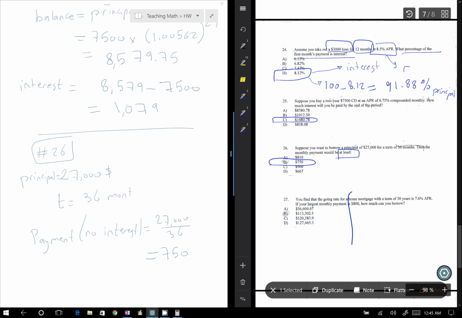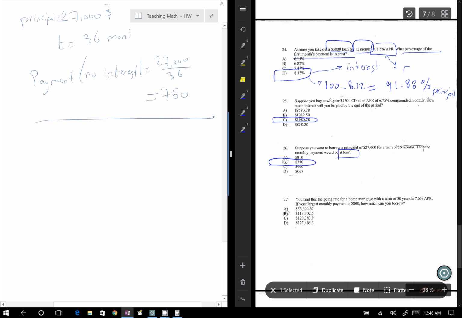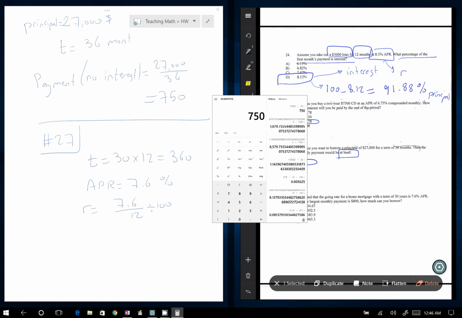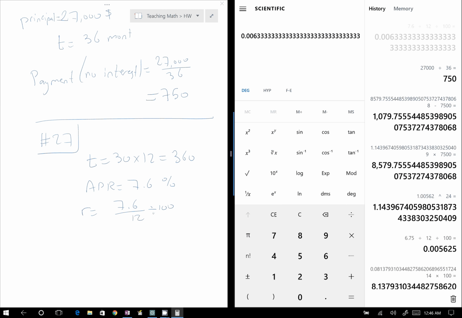You find that the going rate for a home mortgage with a term of 30 years is 7.6%. If your largest monthly payment is 800, oh my God, we've done tons of these. So let's do it quickly. Term is 30 years multiplied by 12 months, that's 360 months. APR is 7.6%. So R is 7.6 divided by 12 divided by 100, which is 0.0063.